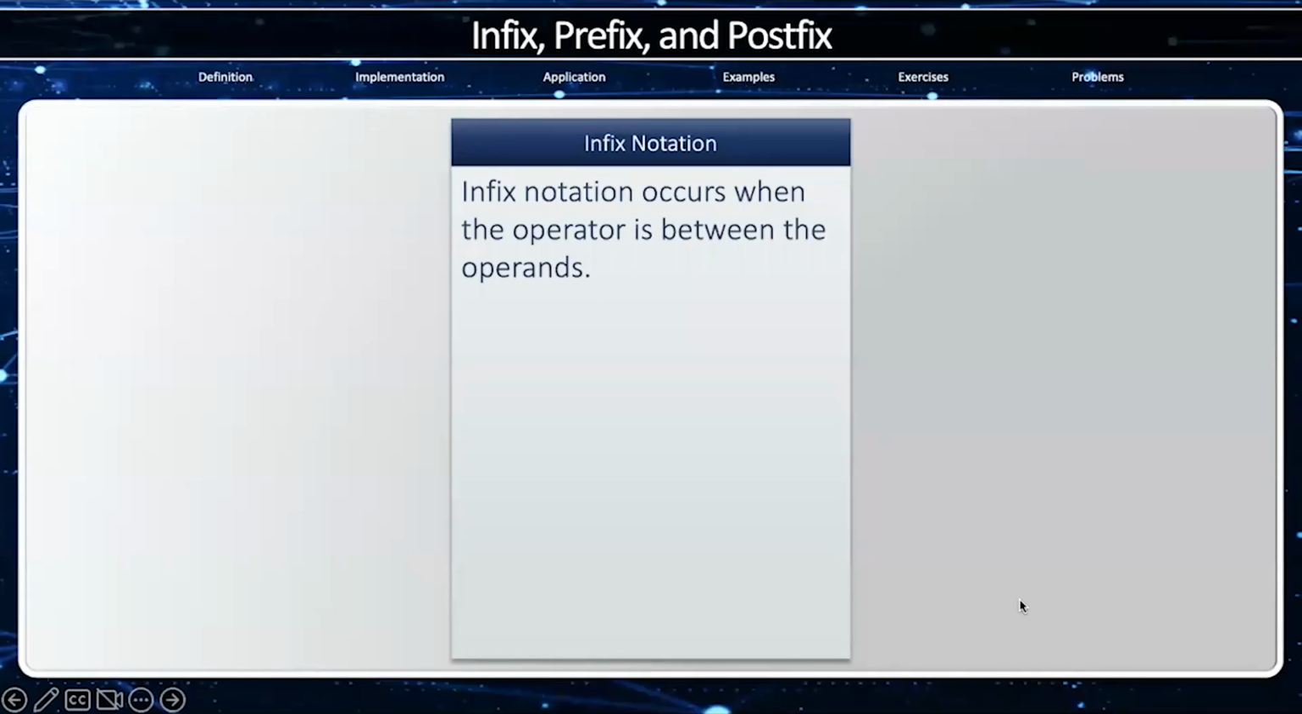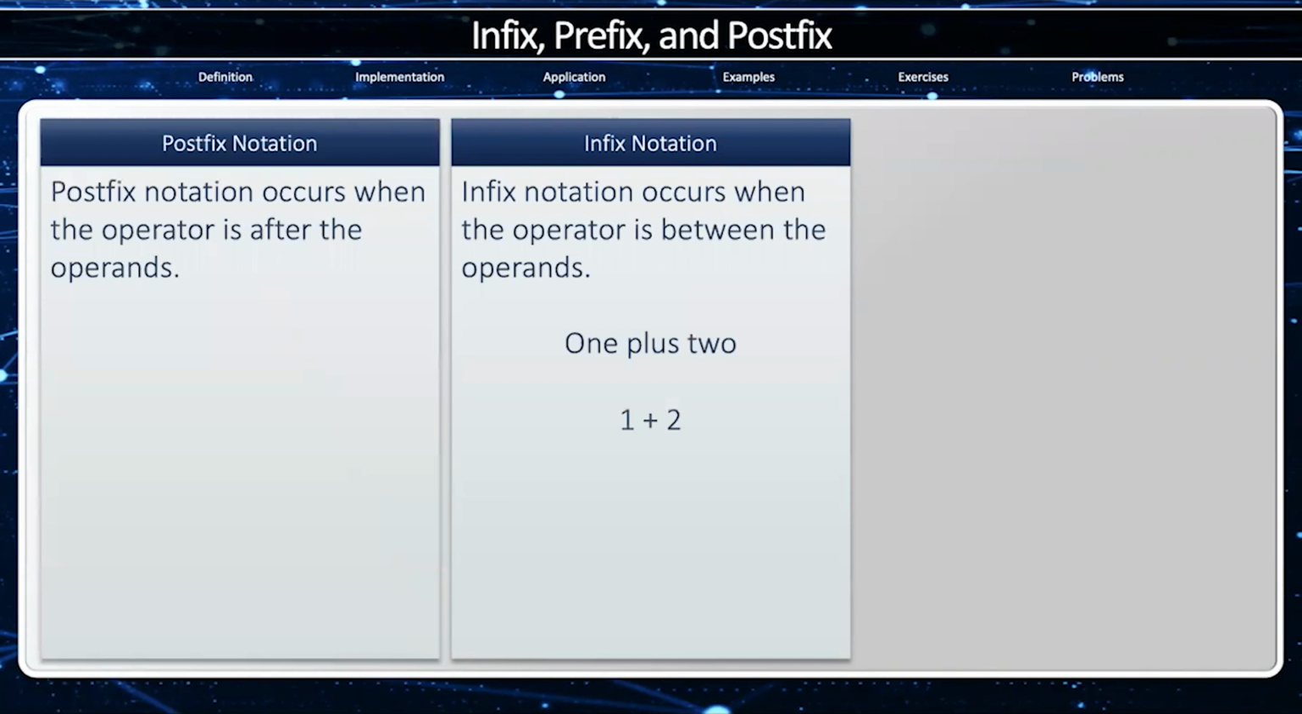in an assembly language. As a review, infix notation occurs when the operator is between the operands, 1 plus 2, where plus is the operator, or 1 and then a plus sign and then 2, where plus once again is the operator. Postfix notation occurs when the operator is after the operands, like take 1 and 2 and add them, where add happens after the 1 and 2 operands, or 1, 2, plus.